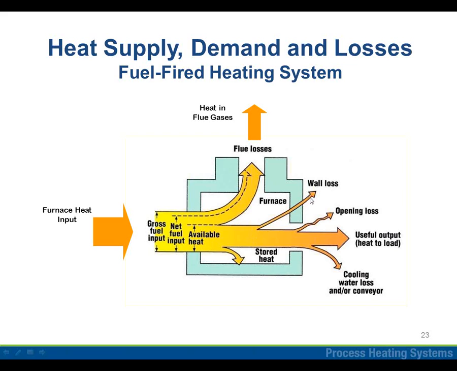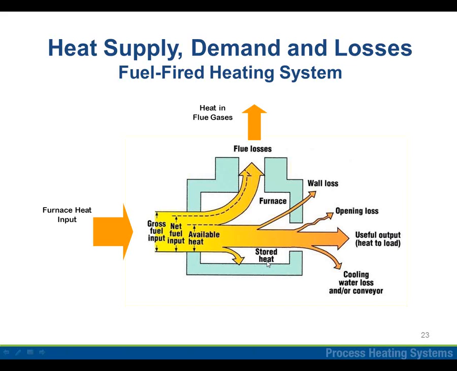And what kind of losses are there? So you have opening losses. If you have fixed openings or variable openings to your furnace, you're losing heat energy due to radiation and convection through those openings, and that's basically opening loss. Then you also have cooling water loss as well as conveyor losses. That's also a kind of heat loss you need to deal with.